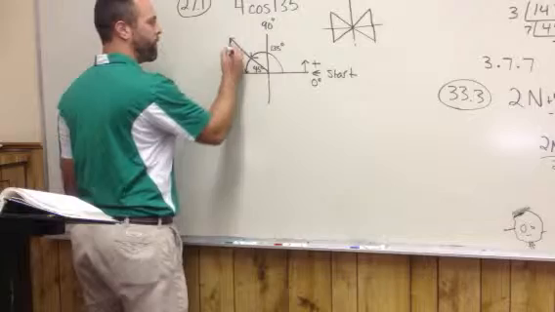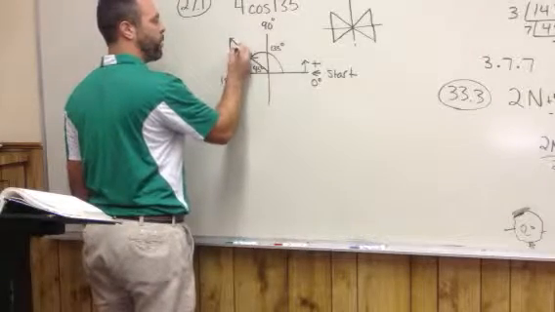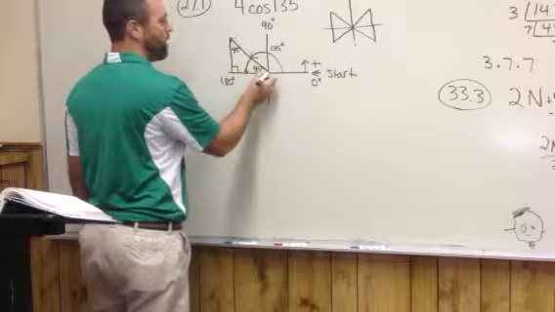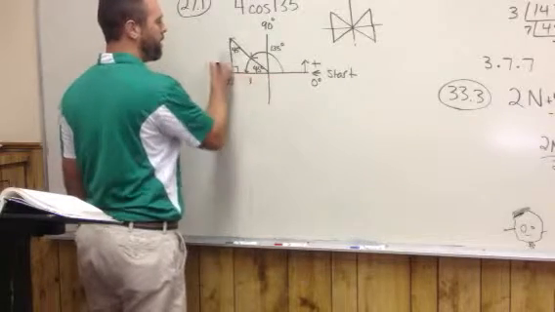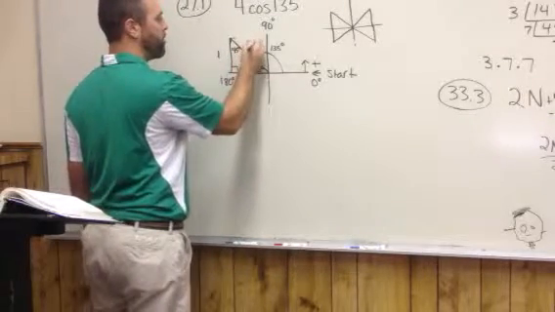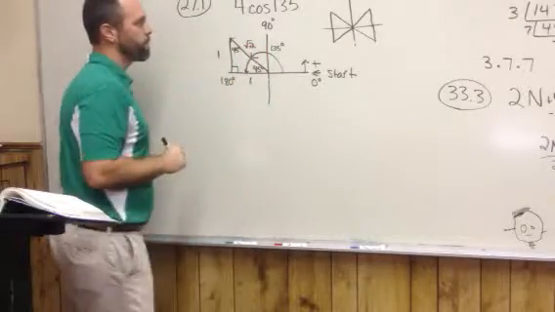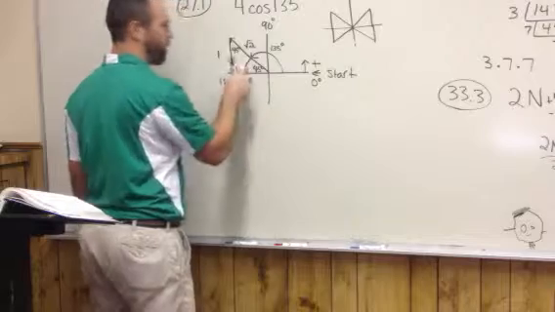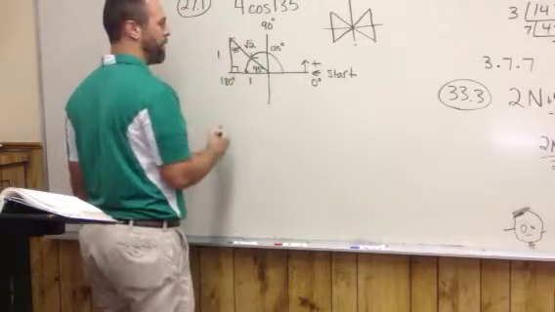Now, if this is 45, this is 45. And what we have is our 45, 45, 90. So what we have is 1, 1, and a hypotenuse of square root of 2. Now we still haven't solved the cosine of 135. Well, we're going to solve that by the triangle.